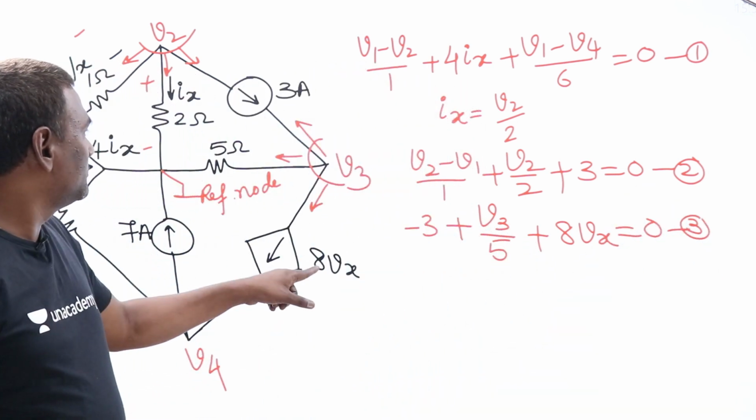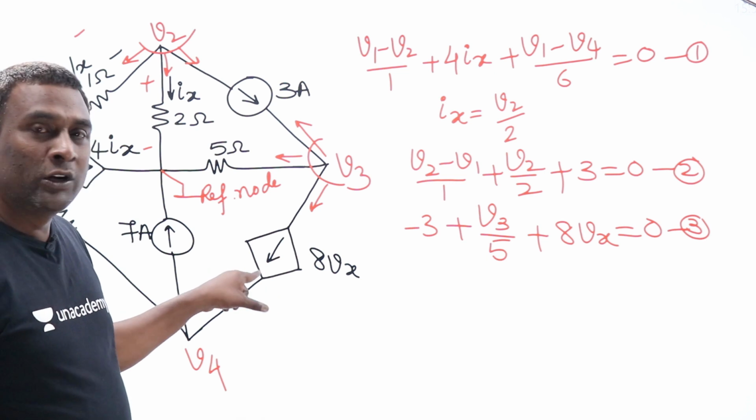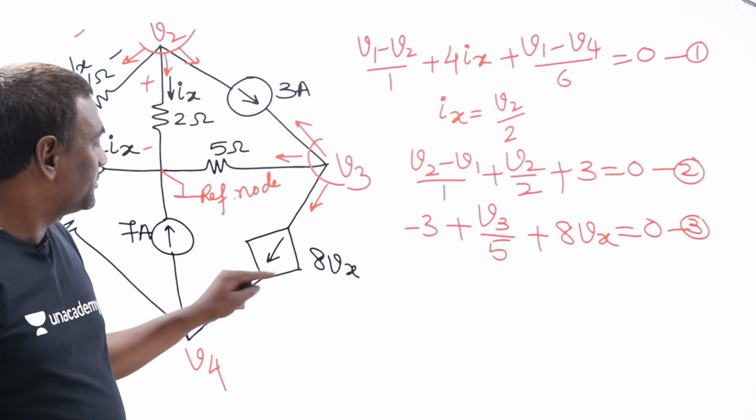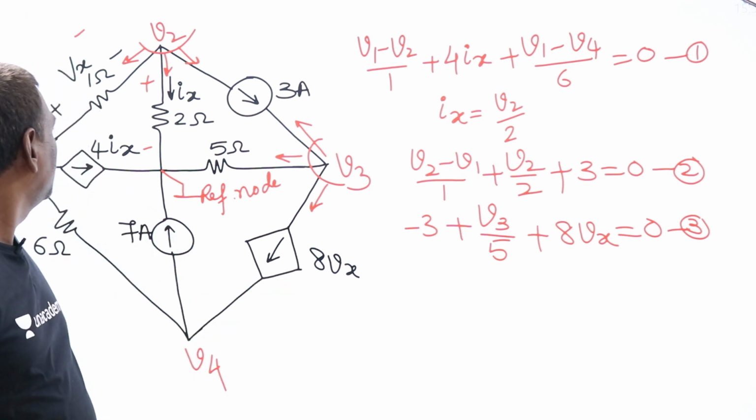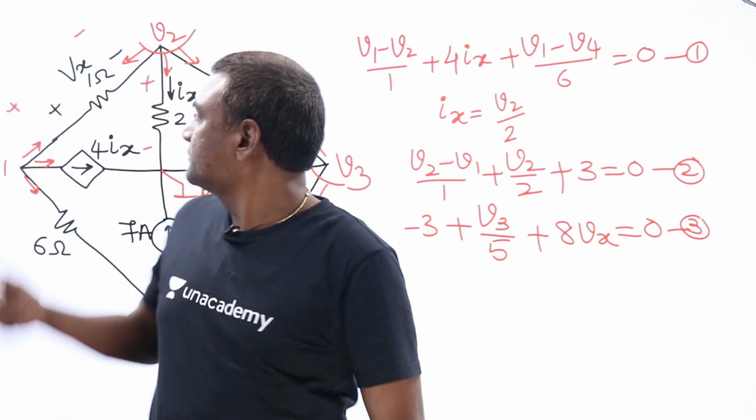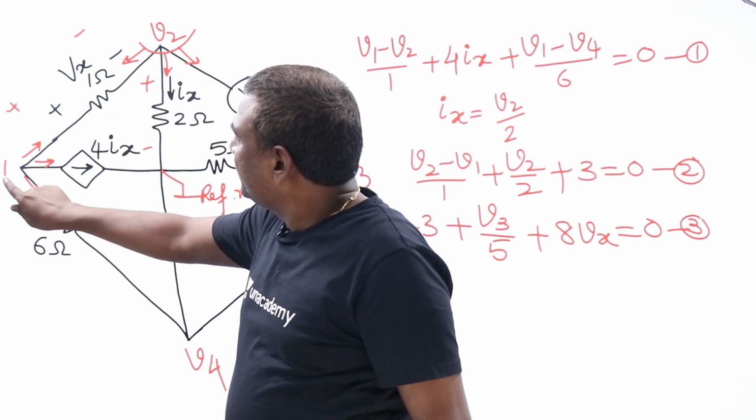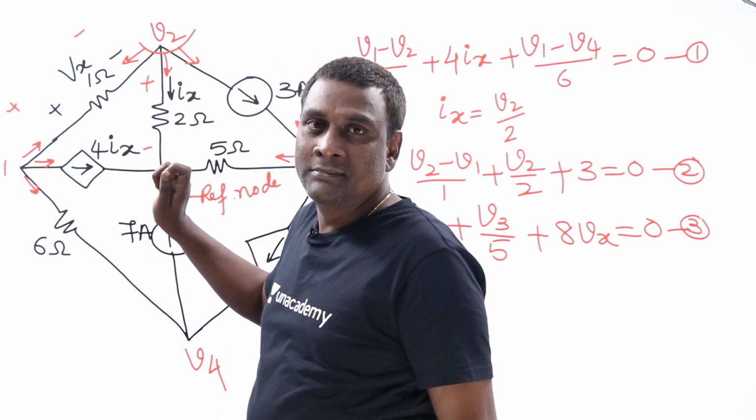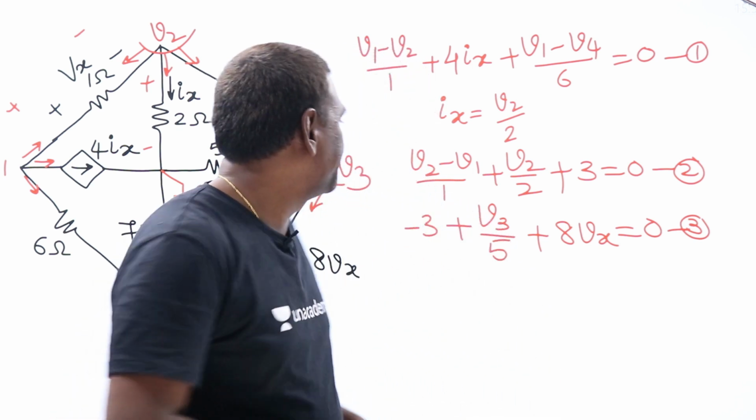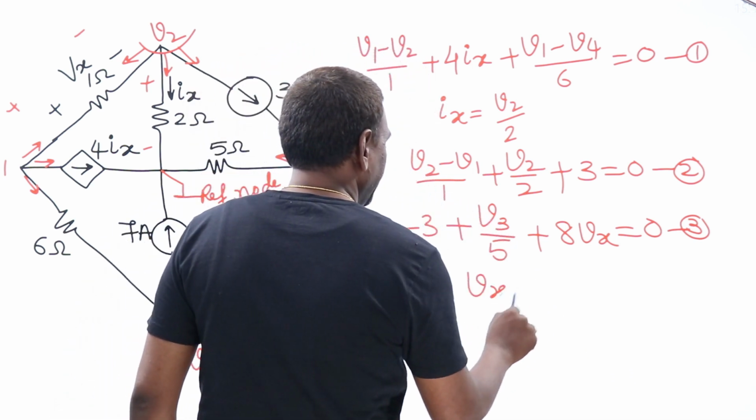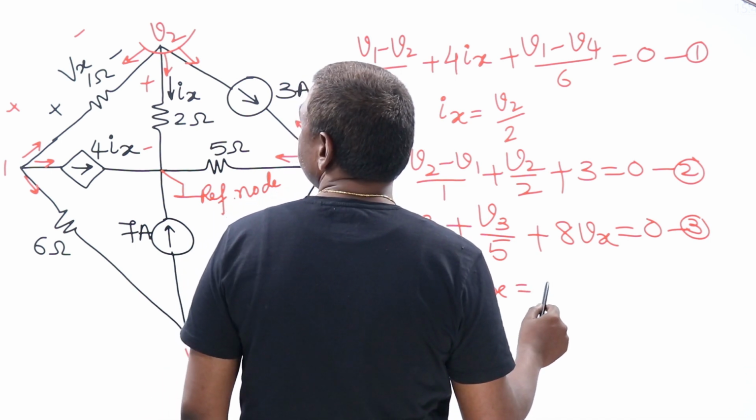Now what is Vx? Basically this is a voltage dependent current source. How much is Vx? Where is Vx? Vx is here, such that V1 minus V2 equals Vx. Then we'll be able to convert that Vx in terms of nodal voltages. Now, what is Vx? Vx equals V1 minus V2.